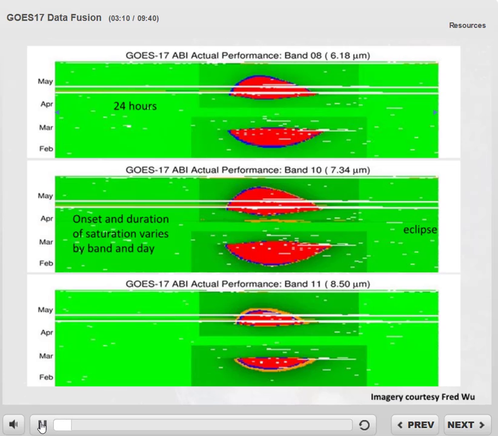This image, I call it the watermelon plot, from Fred Wu of NOAA, compares data outages in red due to saturated sensors during the spring 2019 equinox heating season. Green regions show good data, blue and orange show data that are affected by warming but still usable. Band 10 in the center shows the longest outages during the 24-hour day spans plotted, and also the first and last effects as you get closer to equinox in February and farther from equinox in May. Band 11, in contrast, has much less data loss. The beneficial effects of eclipse, when the ABI slips into the Earth's shadow at night, are also obvious.